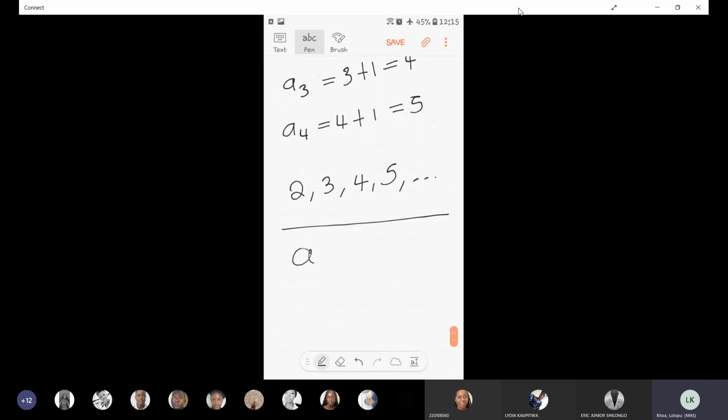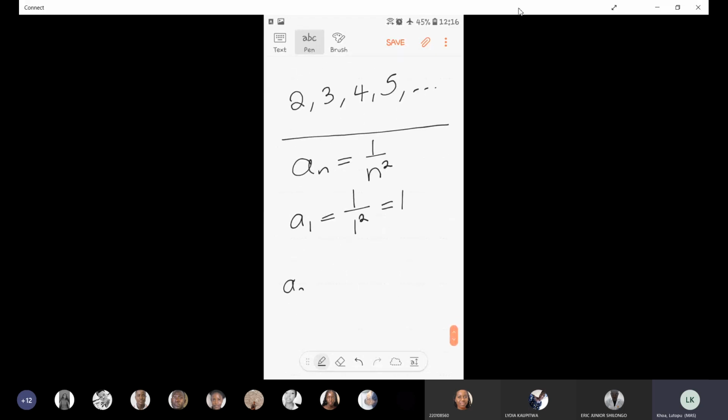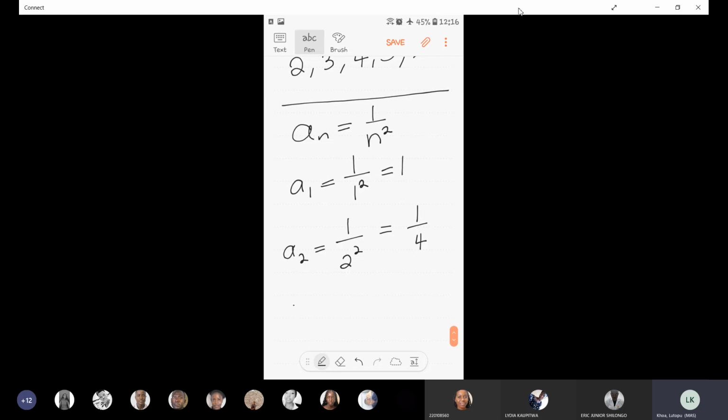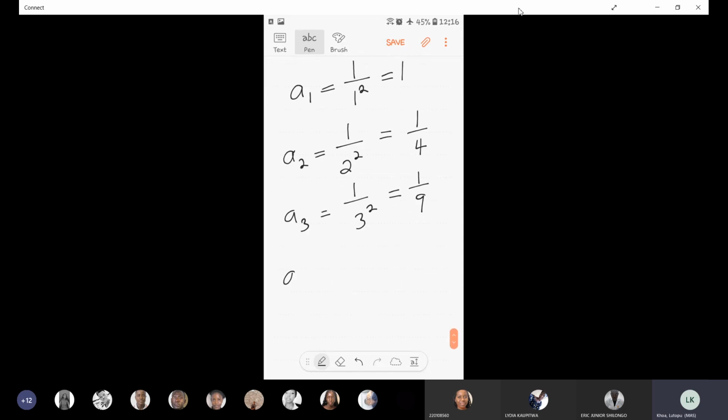Then if we have an equal to 1 over n squared, we're looking for the first 4 terms. So we start with a1. This is 1 over 1 squared, which is just 1. a2 is 1 over 2 squared, which is equal to 1 over 4. a3 is 1 over 3 squared, which is 1 over 9. a4 is 1 over 4 squared, which is equal to 1 over 16.